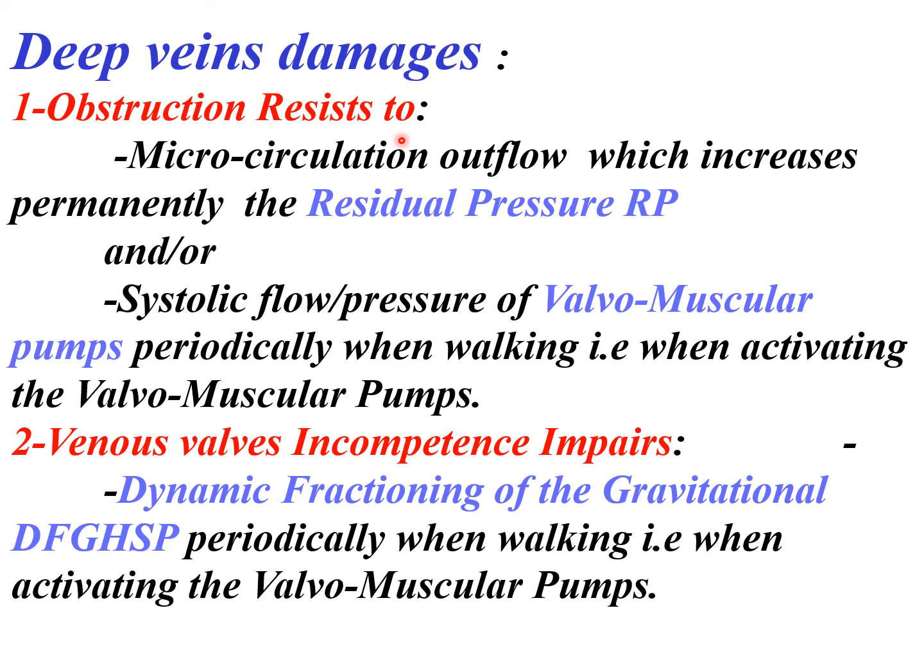The obstruction increases the residual pressure and the systolic pressure provided by the valvo-muscular pumps. The venous valve's incompetence impairs the dynamic fractioning of the gravitational hydrostatic pressure, that is to say, when walking.